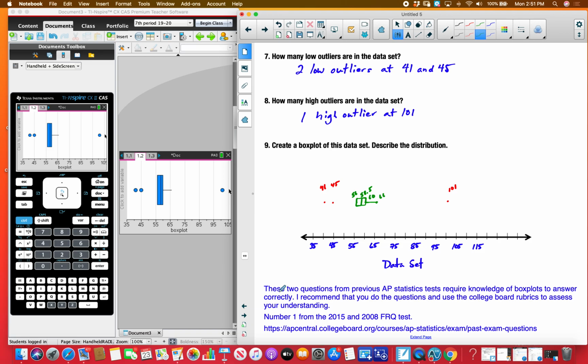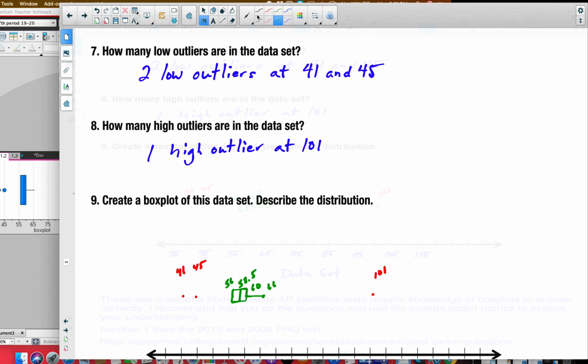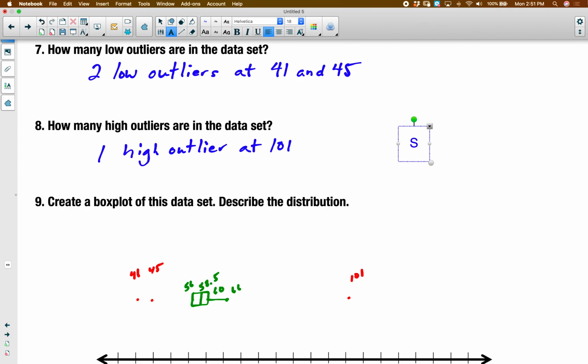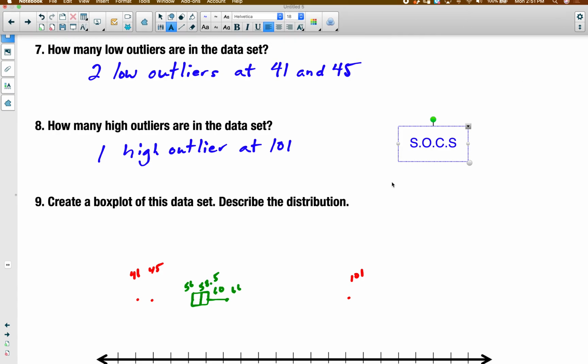Also, we're going to describe this distribution. Now when you describe a distribution, you should use the acronym SOCS to remember every aspect that you need to totally describe a distribution of univariate data. The first S stands for shape.